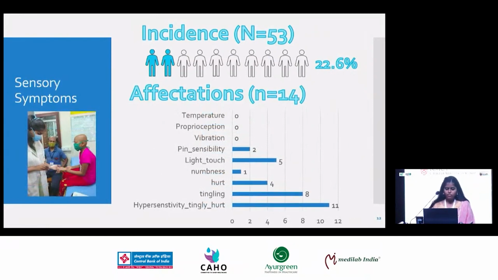Sensory symptoms accounted for 22.6%, out of which 11 patients had hypersensitivity, 1 patient had numbness, 5 patients had problems in light touch, and 2 patients had problems in pin sensibility. So globally, there is data which suggests that sensory symptoms are more common than motor symptoms in these patients, but a study by Dodeja et al. in 2019 showed similar data as compared to our study, which had similar incidence of both sensory and motor symptoms.